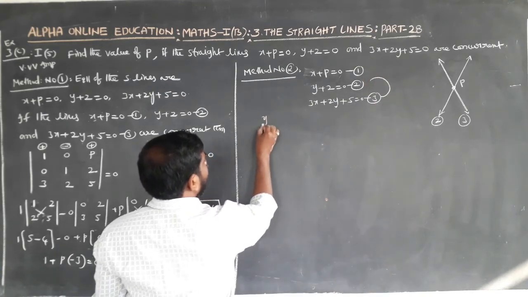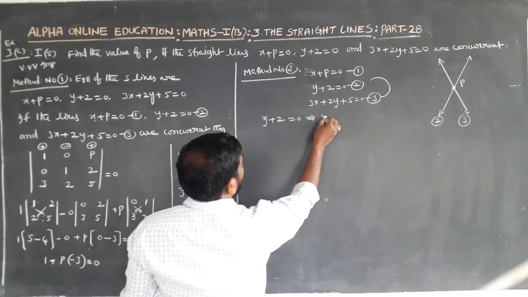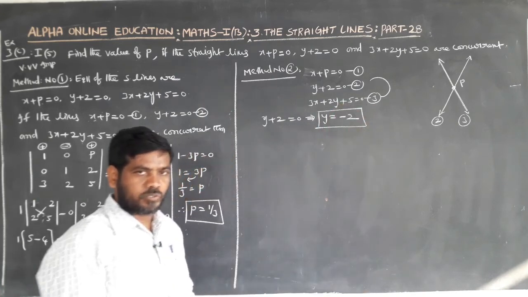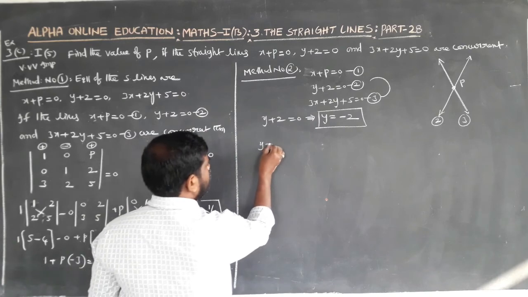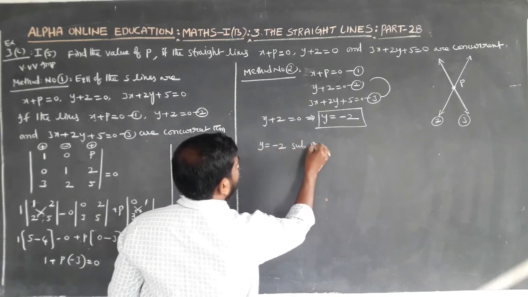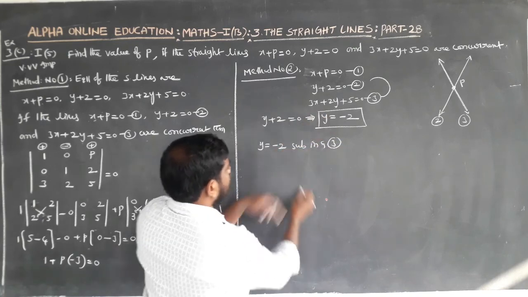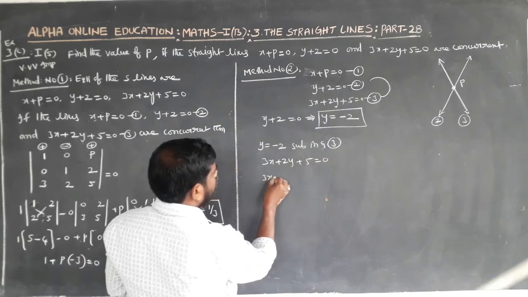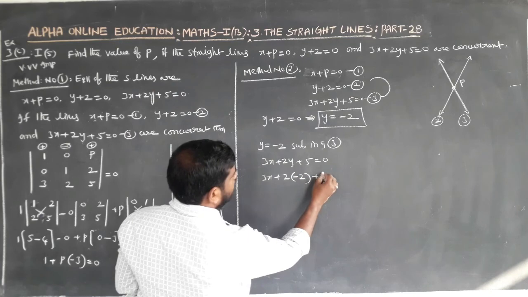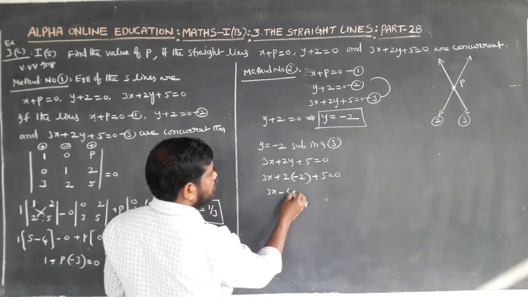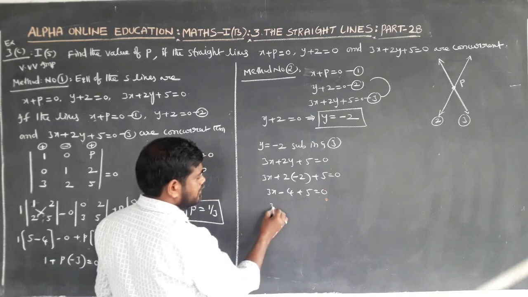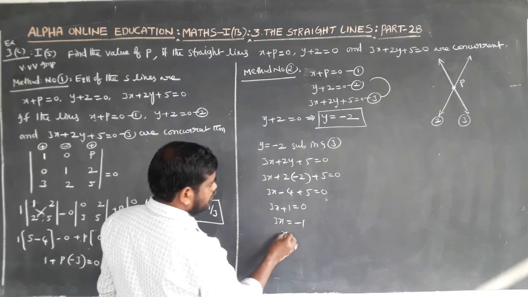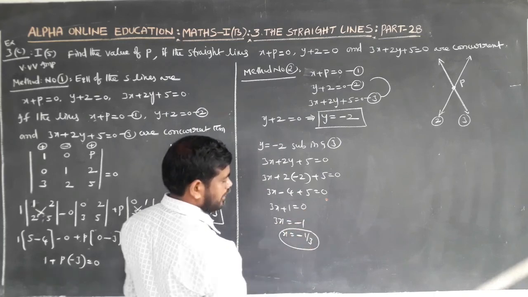From equation 2, y + 2 = 0 means y is equal to minus 2. Substitute in equation number 3: 3x + 2y + 5 = 0, so 3x + 2 into (minus 2) + 5 = 0. Minus 4 plus 5 is 1, so 3x is equal to minus 1, x is equal to minus 1 by 3.